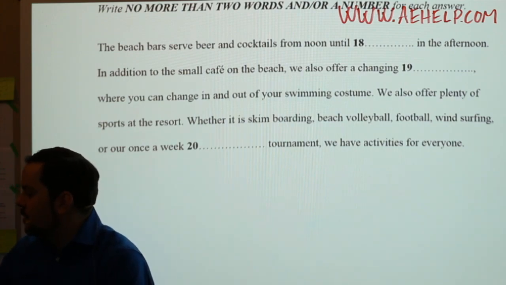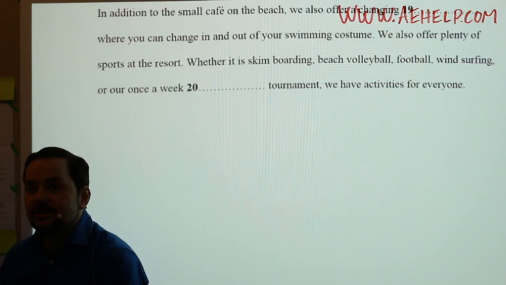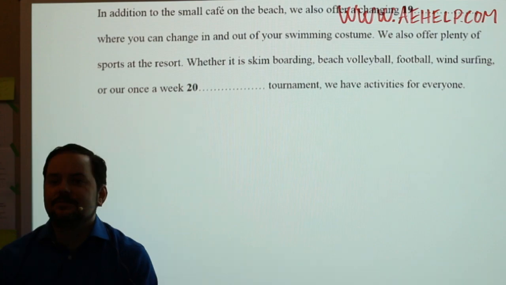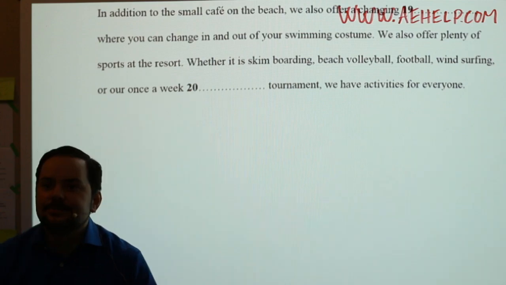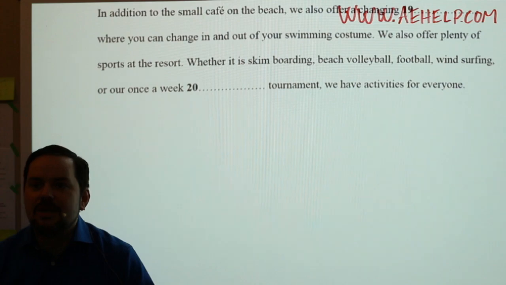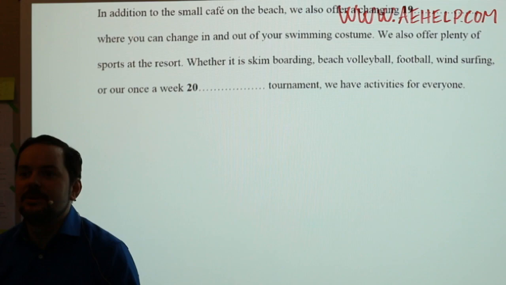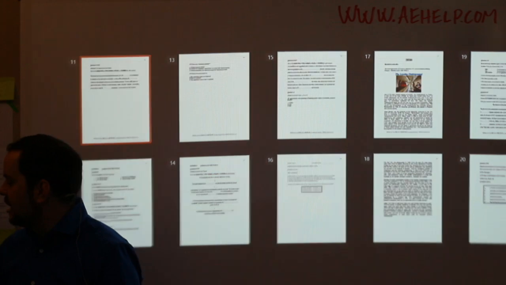Okay, so they offer skimboarding, beach volleyball, football, windsurfing, or once a week they have a tournament. What kind of a tournament? Anybody catch what kind of a tournament they have? It's not a water loop, Amrinder, but you're close. It's water something, and it's two words. It's water polo. That's right, water polo. You do not need hyphenation there, it's just simply two words. It's simply water polo.